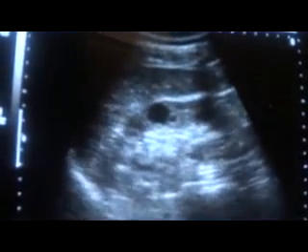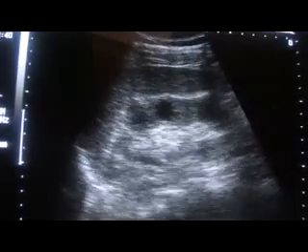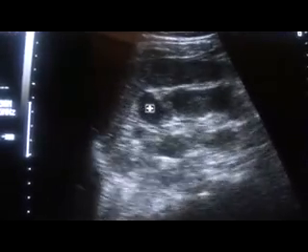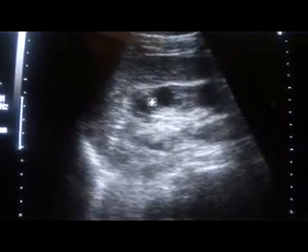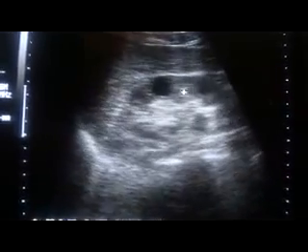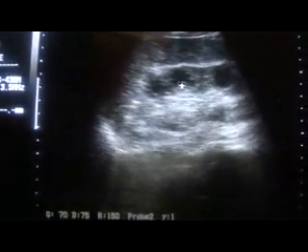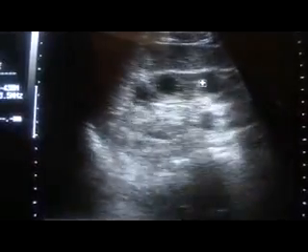This is an ultrasound study of the right kidney, in which you will see cyst number 1. This is a small-sized one. This is a bit larger. They vary in size, and they are seen in the renal parenchyma, in the region of the renal parenchyma.